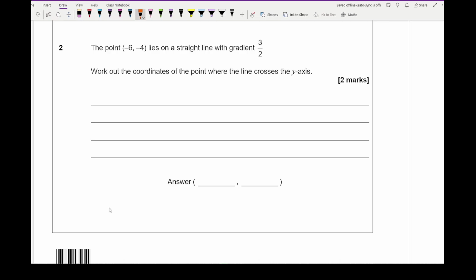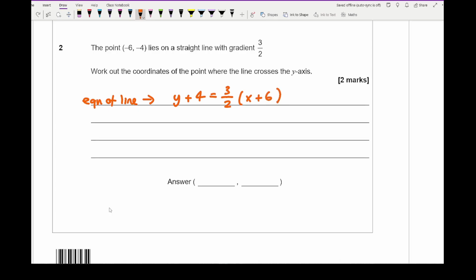For this, we first need to work out what the equation of the line is going to be. I'll use y minus y1 equals m times x minus x1. You could do it a different way, but as long as you get the right answer, that's fine. So we're going to end up with y plus 4, because minus minus 4 becomes plus 4, equals m, which is 3 over 2, times x, and minus minus 6 becomes plus 6.